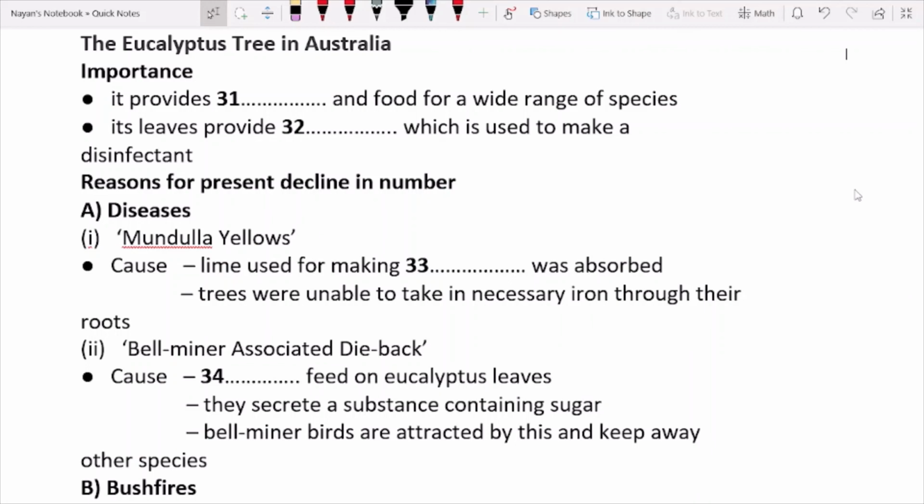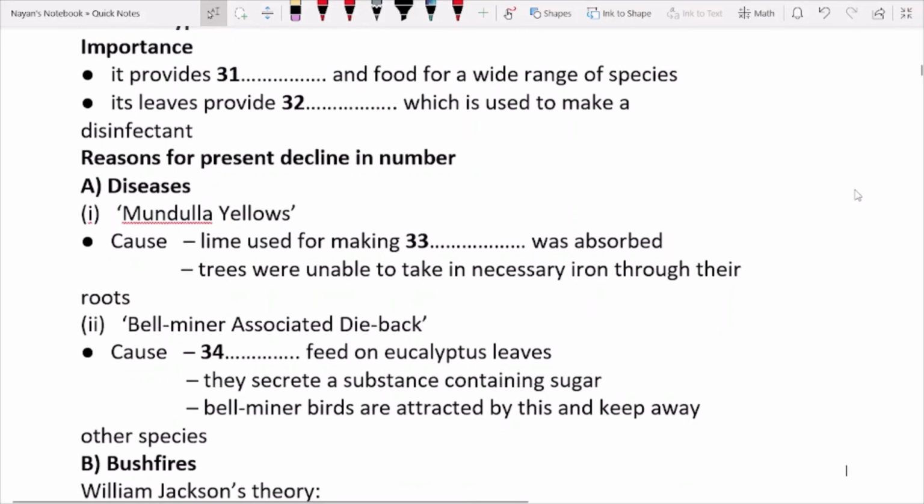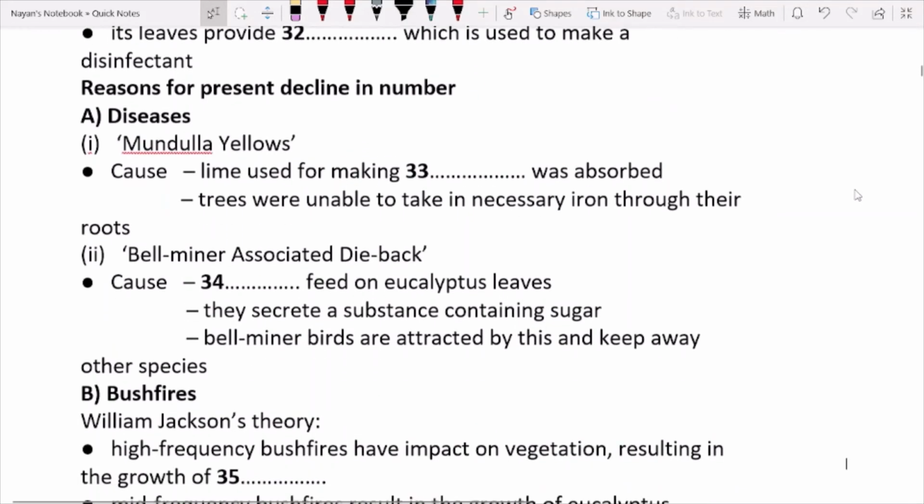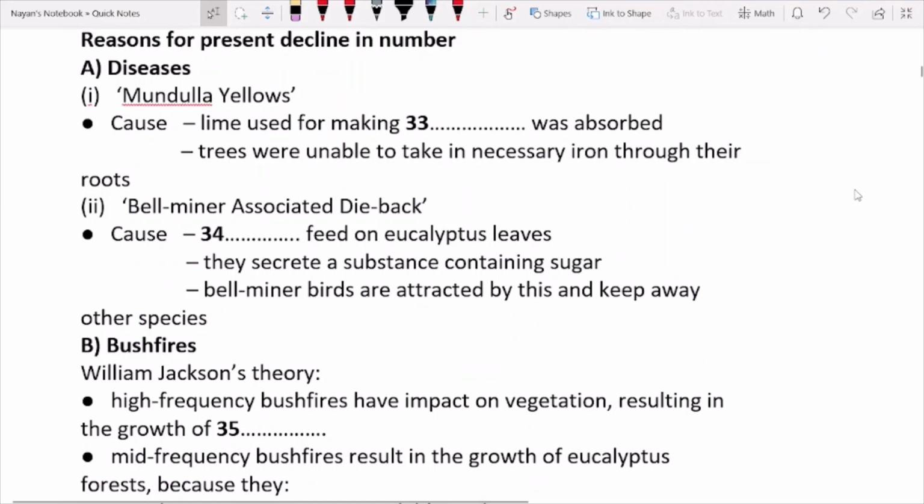So it's alarming that all across the country, numbers of eucalyptus are falling because the trees are dying off prematurely. So what are the reasons for this? One possible reason is disease. As far back as the 1970s, the trees started getting a disease called Mundula yellows. The tree's leaves would gradually turn yellow, then the tree would die.